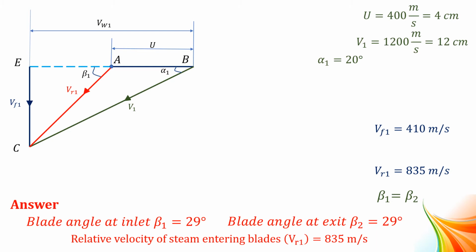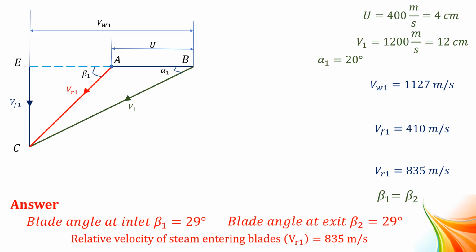The line BE is showing the whirl velocity Vw1. By measuring the length of Vw1, we will get 11.27 centimeter. According to the scale, it is 1127 meters per second. Now this is how the inlet velocity triangle is completed.